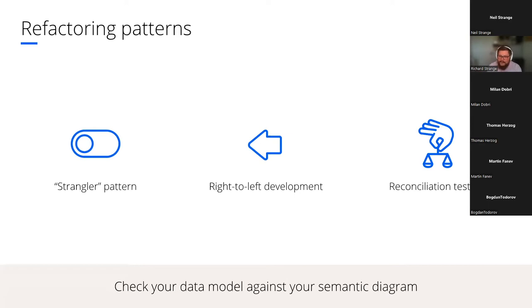Again, right to left development here is incredibly helpful, and reconciliation testing is also useful, making sure that whatever reports you're producing on the out for your new model, that it matches anything that you've got in your old reports. Again, if we're diving into this too much, we'd have two to three hours to cover this properly.